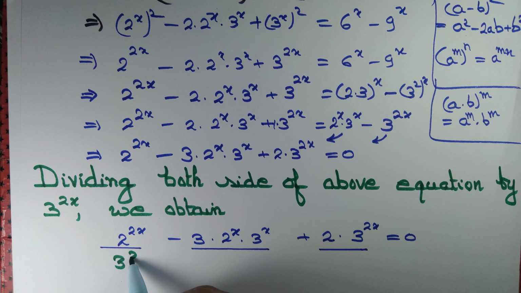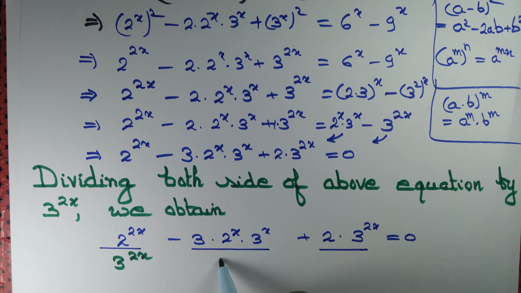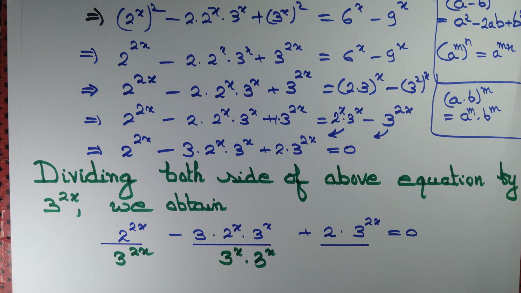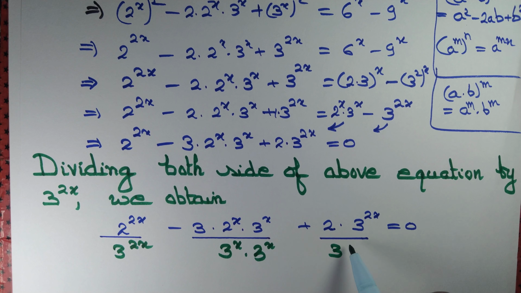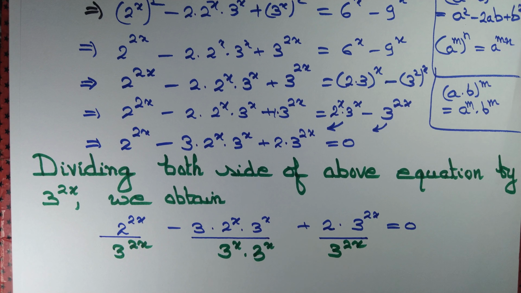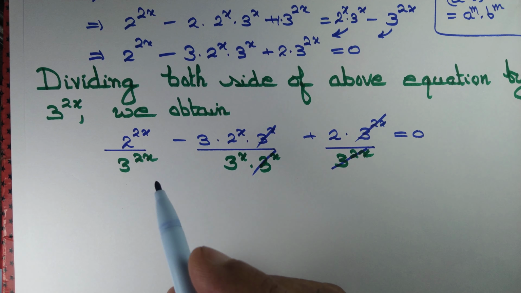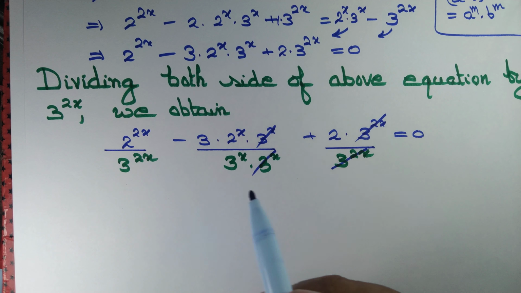3 to the power 2x, that's equal to 3 to the power x into 3 to the power x. Again we are dividing by 3 to the power 2x. Okay, now you see that we can cancel 3 to the power 2x. We can cancel 3 to the power x. Once again we see that a to the power m by b to the power m.